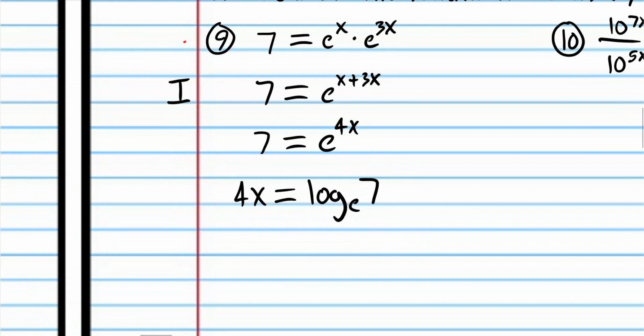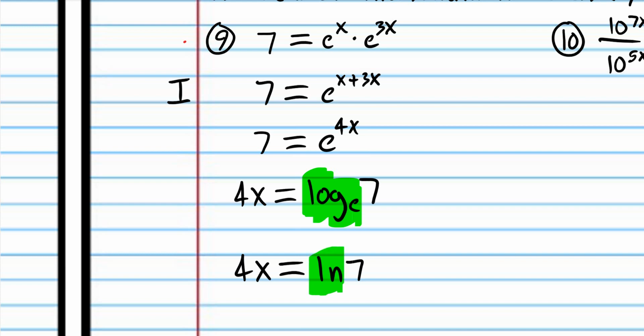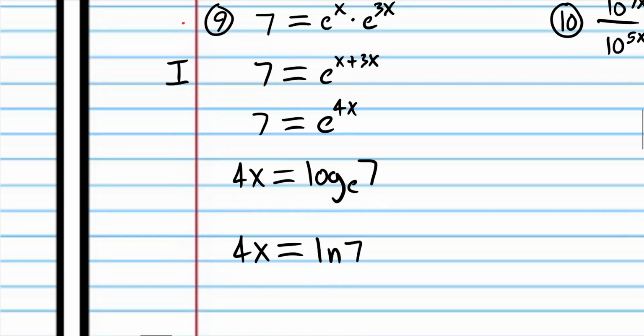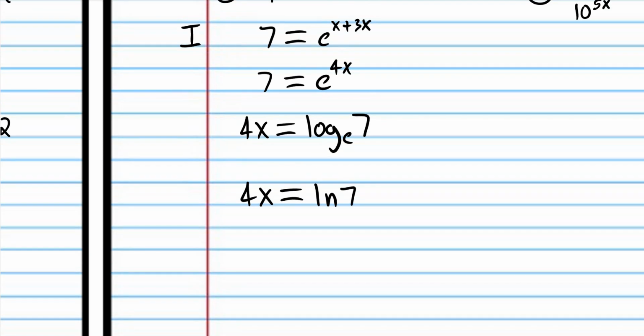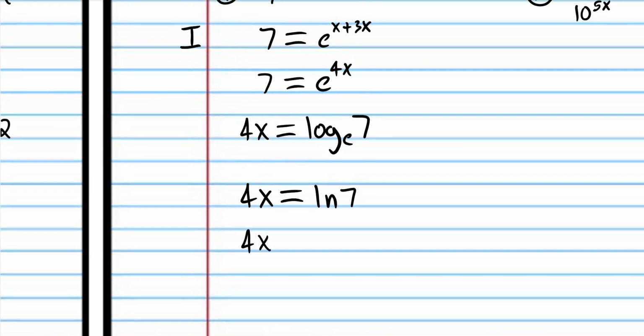But remember, log base e has special notation. If you try to enter this into the calculator, it's going to be very difficult. So mathematicians have a special button, an ln button. So instead of writing log base e, you're just going to enter in ln in your calculator. But before we do that, let's go ahead and divide both sides of the equation by 4, because we're not looking for 4x, we're looking for x. So we get natural log 7 over 4, and that's going to be the final answer.